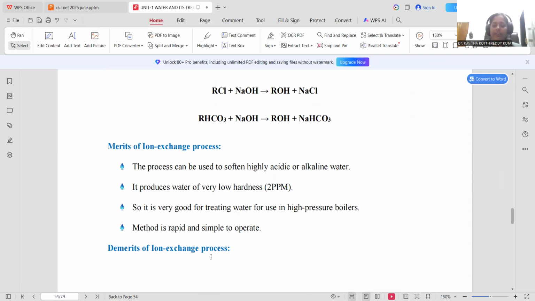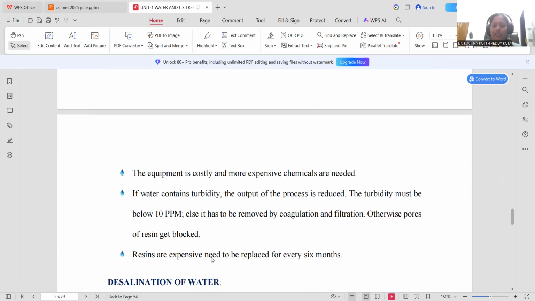There are certain limitations also accompanied by the ion exchange process, but they are negligible in front of the advantages of the method. The equipment is somewhat costly. That's the reason why establishment is a somewhat expensive method. And if turbidity is there, the sieves and pores present on the surface of the exchanging resin get totally sealed, so turbidity must not be present within the water. Then only can we conveniently operate this ion exchange process.